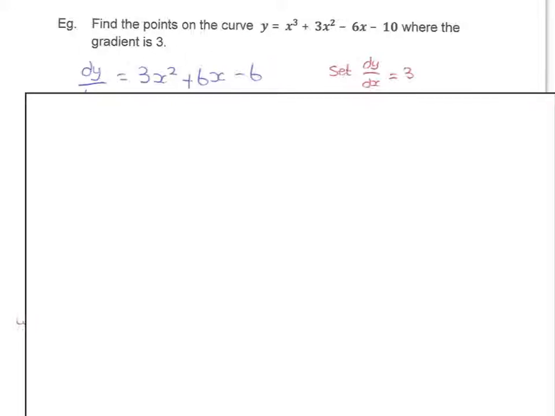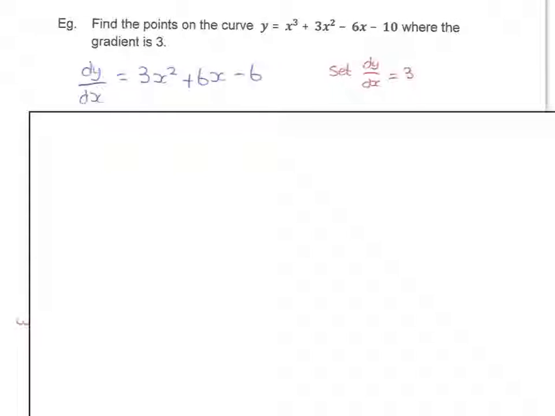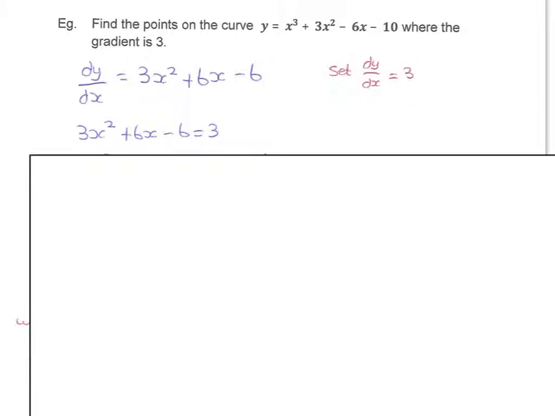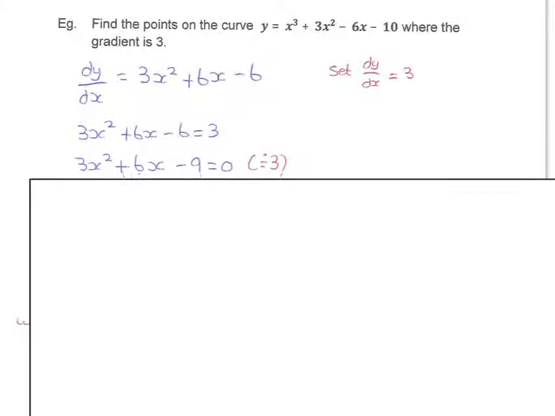So let's start by differentiating. So dy by dx becomes 3x squared plus 6x minus 6. Now we know that this has to equal 3, so the gradient is equal to 3 at some point, or maybe more than one point. So set our quadratic equal to 3, and all we have to do is solve a quadratic equation.